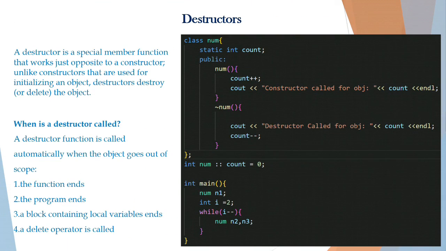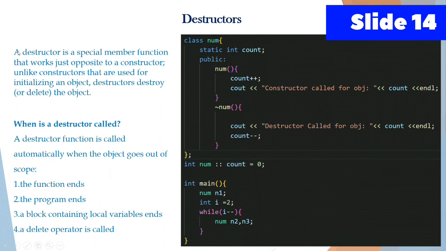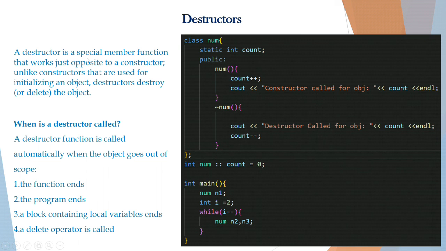So now we will read about destructor. So what is written over here? A destructor is a special member function that works just opposite to a constructor. You can simply guess it by its name, destructor. Unlike constructors that are used for initializing an object, destructors destroy the objects. Here it is written when a destructor will be called: when a function ends, when the whole program ends, when a block containing a local variable ends, and when we use the delete operator.